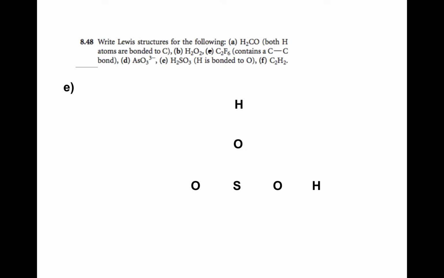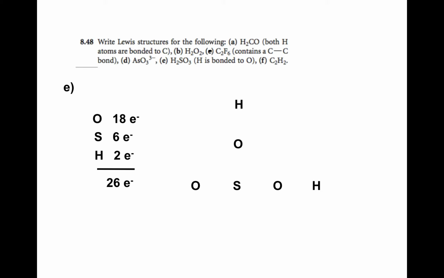All right, E. We have H2SO3, sulfurous acid. This is the constitution. The H's are connected to the peripheral oxygens. And we count up the electrons we have to play with: 18 electrons for the 3 oxygens, 6 electrons for the sulfur, 2 electrons for the 2 hydrogens. So that adds up to 26 electrons to play with.